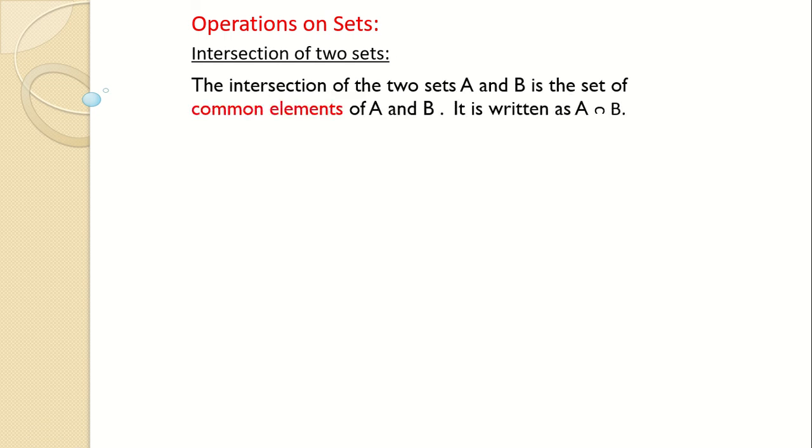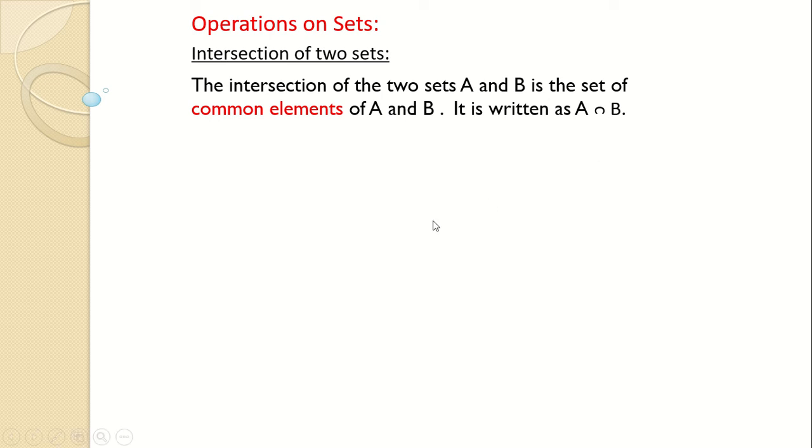Let us just check the definition. The intersection of the two sets A and B is the set of common elements of A and B. It is written as A intersection B. You can see this symbol. It is like inverted U. Okay, U is turned upside down. That sign is called the intersection sign.